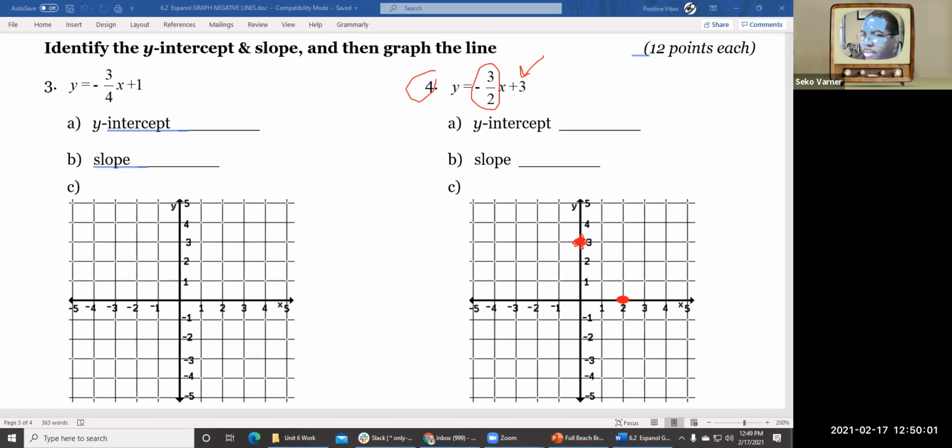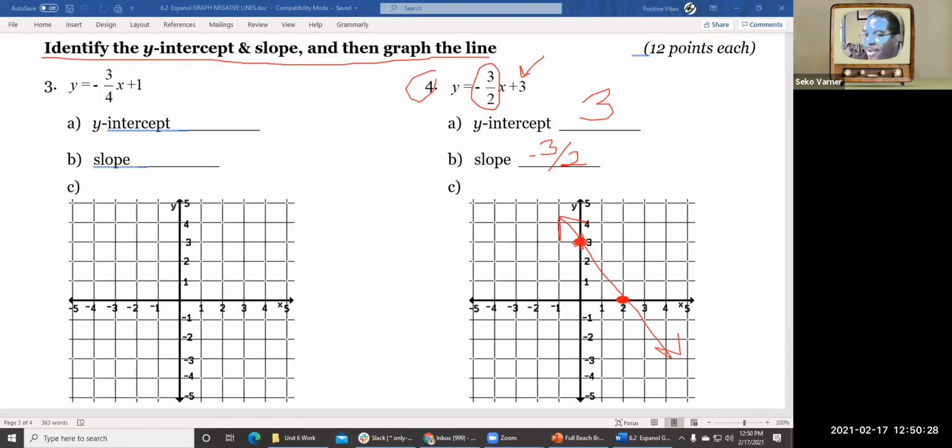So let's answer some of these questions because they asked us to answer the questions. The y-intercept is 3. The slope is -3/2. Now it says identify the y-intercept and slope and then graph the line. So if you didn't graph the line, you would not be finished. So graph the line.